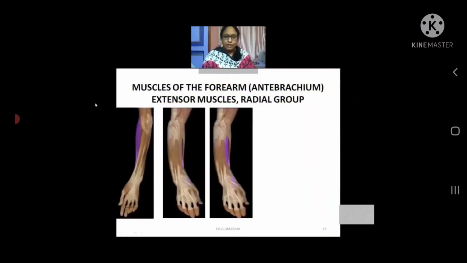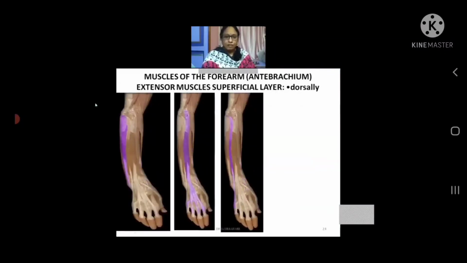Here these are the extensor muscles: the brachioradialis, extensor carpi radialis longus, and brevis. So number 1 is the brachioradialis, then extensor carpi radialis longus, and extensor carpi radialis brevis. In the first image, it is extensor carpi ulnaris because it is the most medial, extensor digitorum which goes to the digits, and extensor digiti minimi going to the little finger.